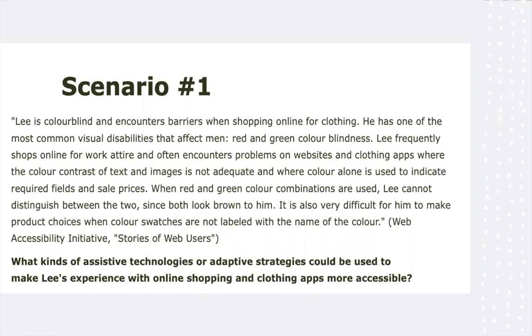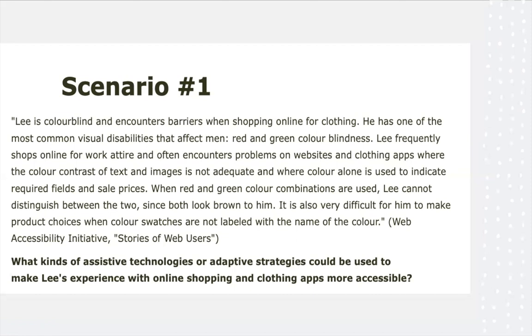Lee frequently shops online for work attire and often encounters problems on websites and clothing apps where the color contrast of text and images is not adequate and where color alone is used to indicate required fields and sale prices. When red and green color combinations are used, Lee cannot distinguish between the two, since both look brown to him. It is also very difficult to make product choices when color swatches are not labeled with the name of the color. Let's ponder the question of what kind of assistive technologies or adaptive strategies could be used to make Lee's experience with online shopping and clothing apps more accessible.